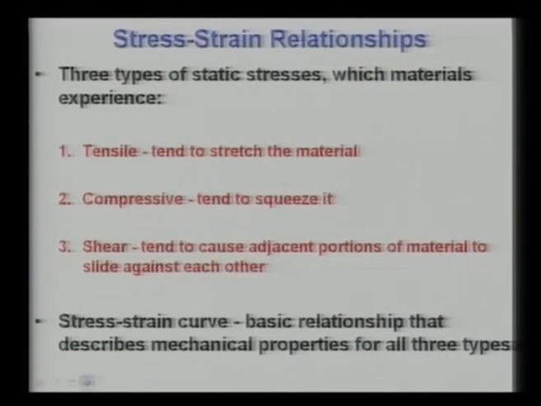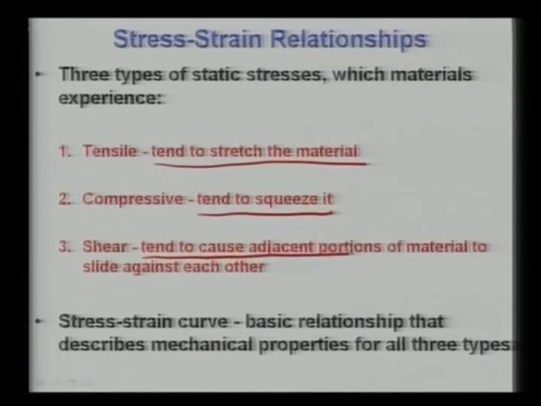Okay, this is just a brief description of what I have just mentioned a few minutes ago. Tensile essentially means tend to stretch the material, compressive means tend to squeeze it. So that is a simplistic description. Shear means tend to cause adjacent portions of material to slide against each other. So these are three different types of static stresses which materials experience. Now in a few slides more I will be describing the stress strain curve, and these stress strain curves essentially describe the basic mechanical properties for all the three different types of stresses that I have mentioned above.